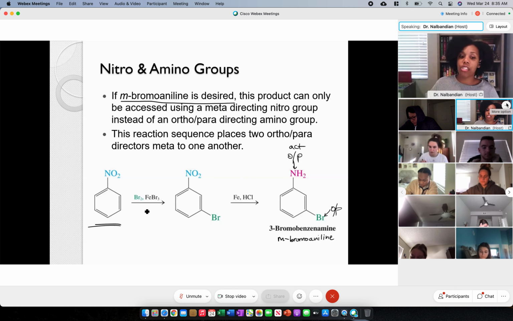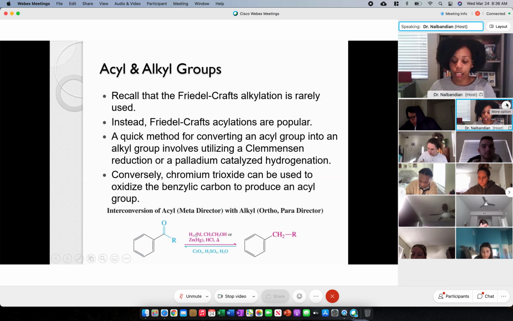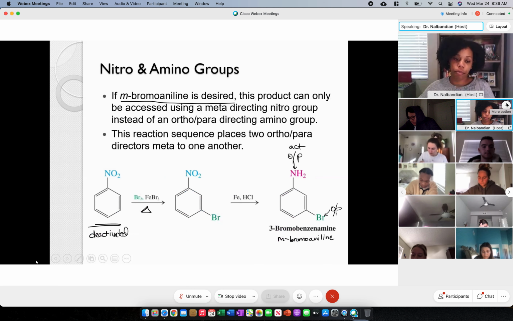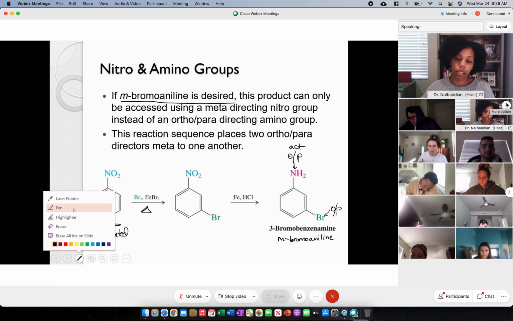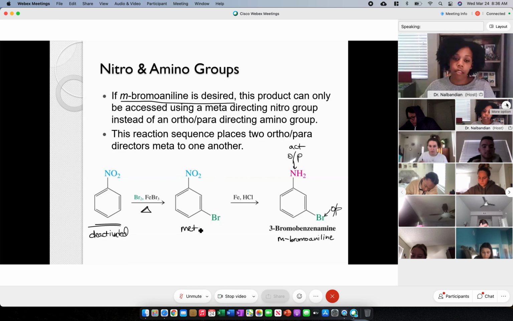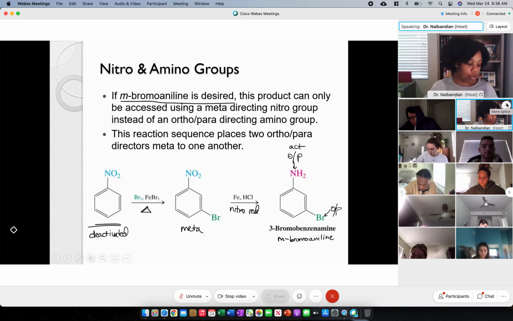Then we do a bromination. So sure, we probably have to heat this up because this is a deactivated ring. But we can do the reaction. So we heat it up, get the meta disubstituted product. And then with that, now we can do our nitro reduction. Nitro to the amino group. It's the only way to access this specific product.